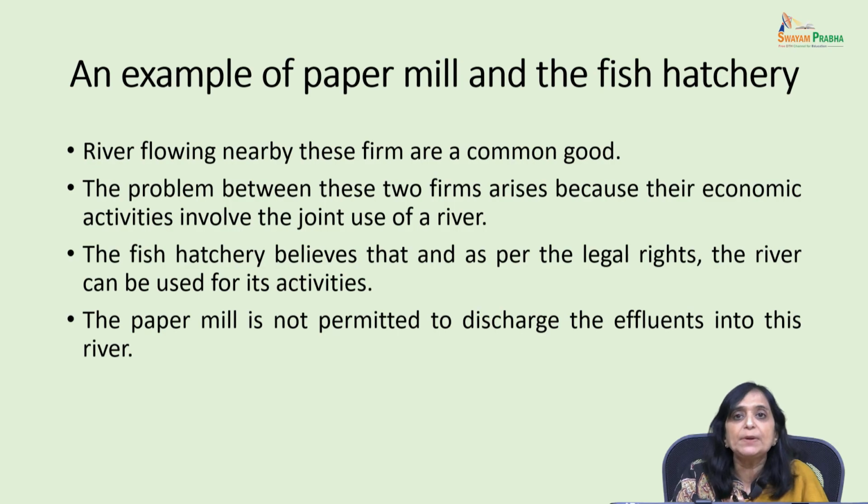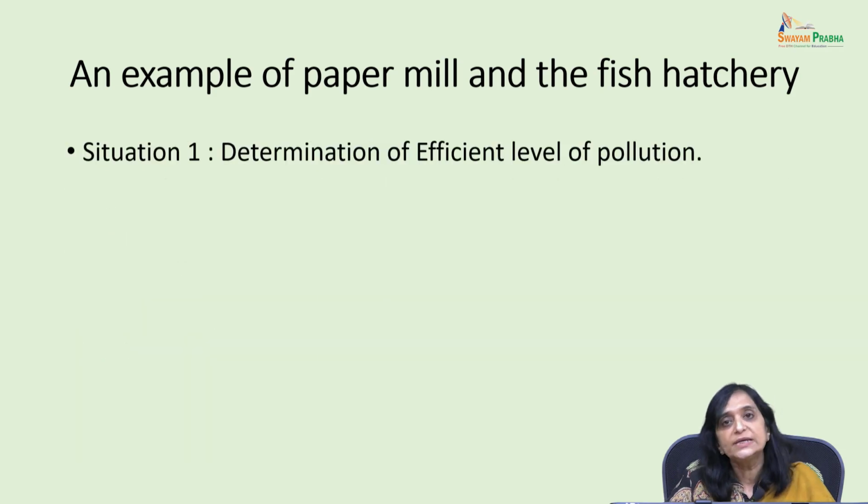But if the paper mill feels that it is their right to discharge the effluent, then the fish hatchery will have to make arrangements to take care that the paper mill emits as little effluent as possible. So, three situations can arise because there is a conflict now. The river is being used by both. One is saying that it is my right to pollute. One is saying it is my right to have a clean river.